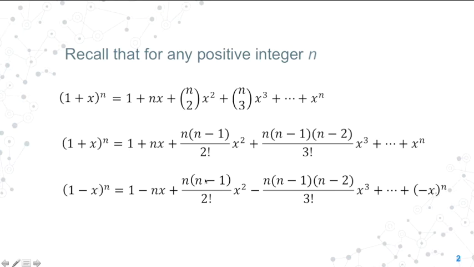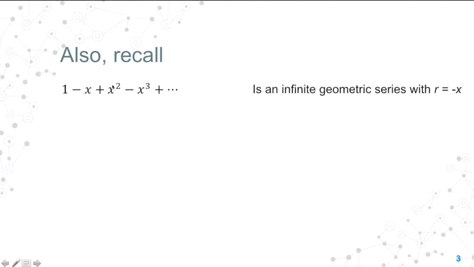Now, another thing that we need to remember is this one: 1 minus x plus x squared minus x cubed plus infinity. So recall that this is an infinite series. Specifically, this is an infinite geometric series, and we know that the common ratio is negative x. So our common ratio r is equal to negative x.